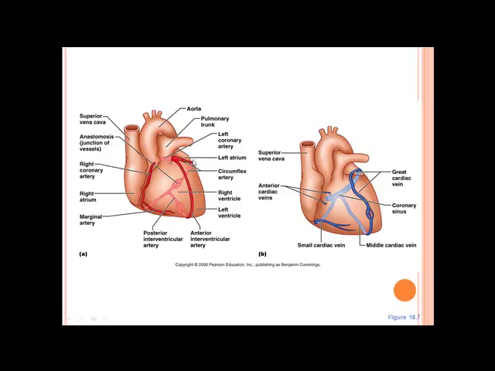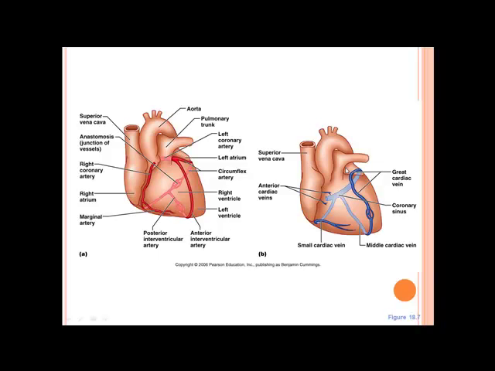When they slam shut, blood flows into our coronary arteries. So we have our circumflex artery, our anterior interventricular artery, and our left coronary artery. The left coronary artery splits into the anterior interventricular and circumflex arteries. The right coronary artery is going to travel down and around to the back of the heart, and it's going to give off the marginal artery.